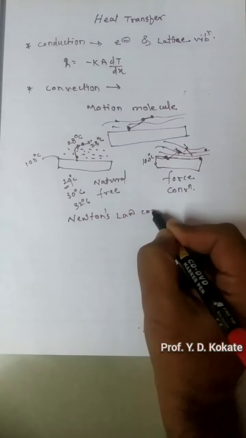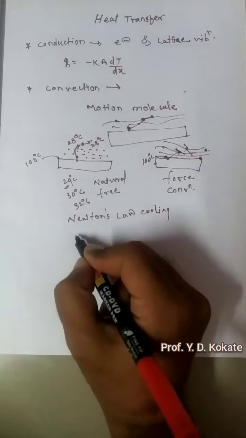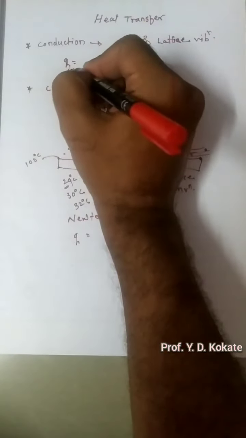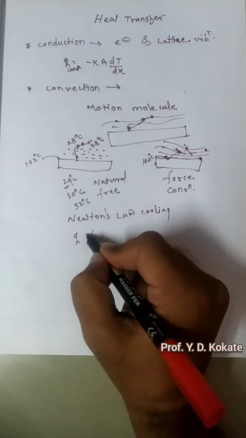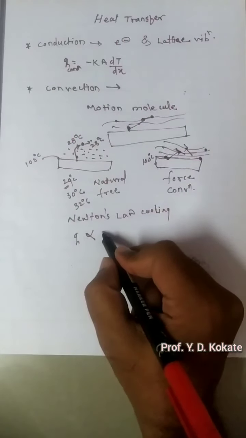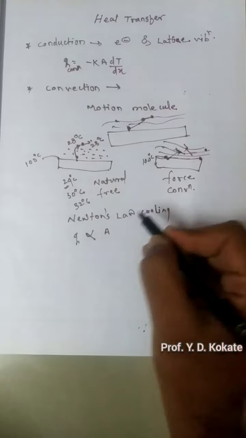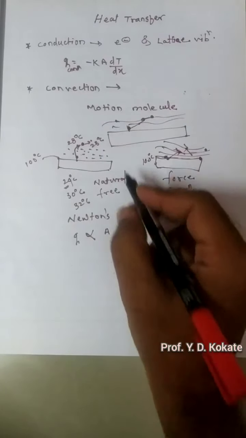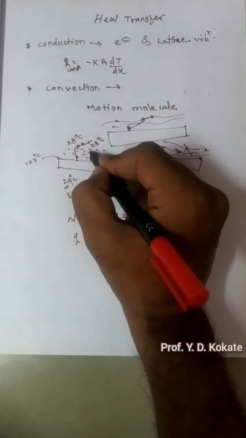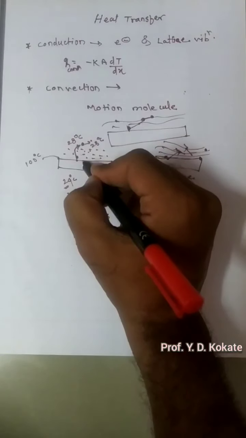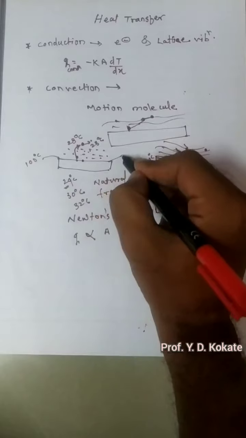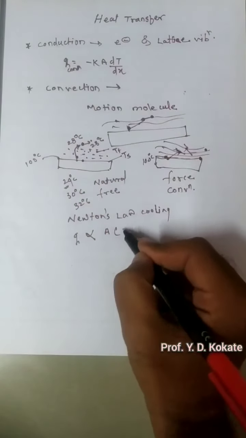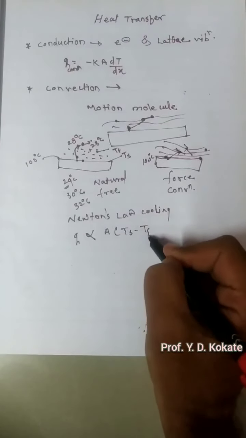So according to Newton's law of cooling, the rate of heat transfer in case of convection is directly proportional to the surface area where your fluid is in contact and the temperature difference between them. So the temperature difference is nothing but here 28 and the surface temperature is 100. I call it the surface temperature Ts and this temperature Tf. So here it becomes Ts minus Tf.